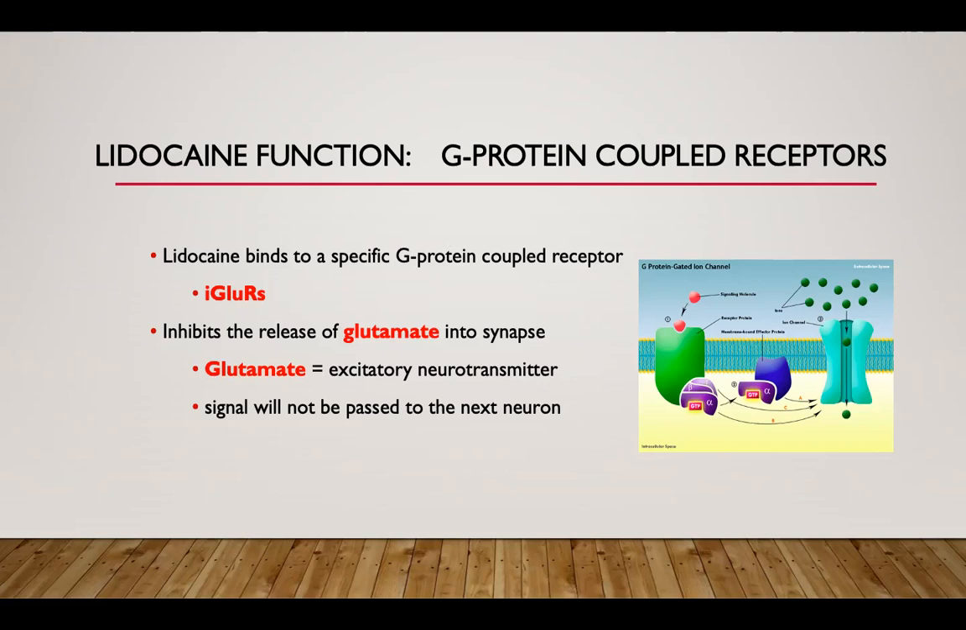Lidocaine can also bind to G-protein coupled receptors called IGLURs. This GPCR typically releases the neurotransmitter glutamate into the synapse. Glutamate is the major excitatory neurotransmitter in the human body, which means that it promotes the firing of an electrical signal in the adjacent neuron. When lidocaine binds to IGLURs, it inhibits the release of glutamate. This results in no chemical signal being sent between the neurons.